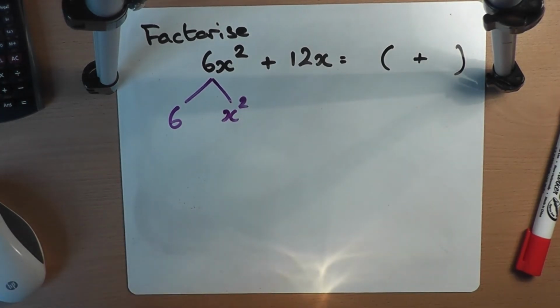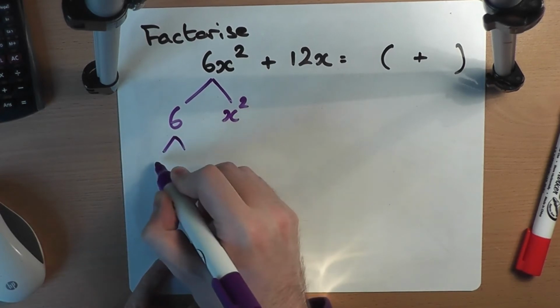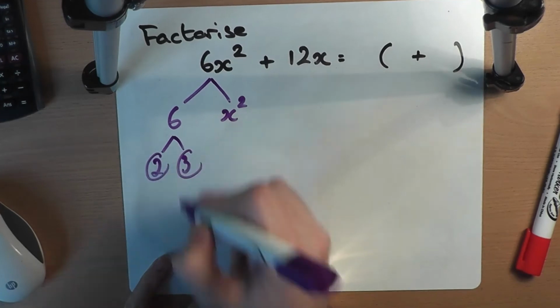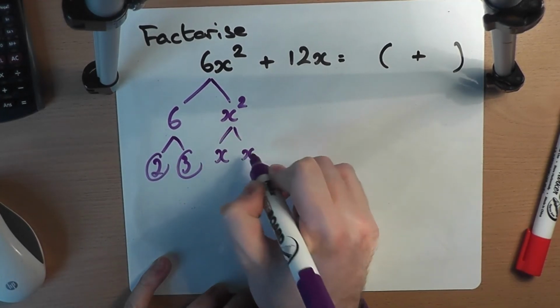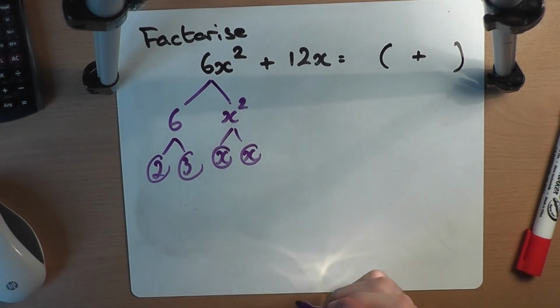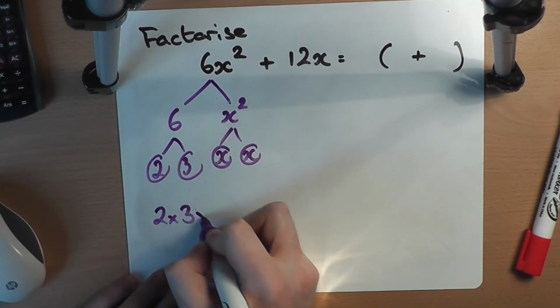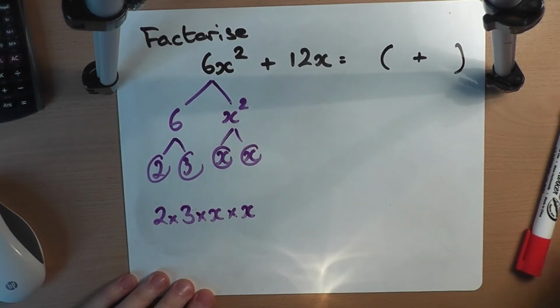We can only circle it when it is a prime number, i.e. one that we can't split up anymore, or a letter on its own. Neither of those are that just yet, so we're going to look at the 6 first, and then we can split that into 2 and 3, both of which are prime, so we can circle them. X squared we can split simply into x and x, because x times x is x squared by definition. Both of which are single letters, so we can circle them. Underneath, 2 times 3 times x times x. There's that first one done.